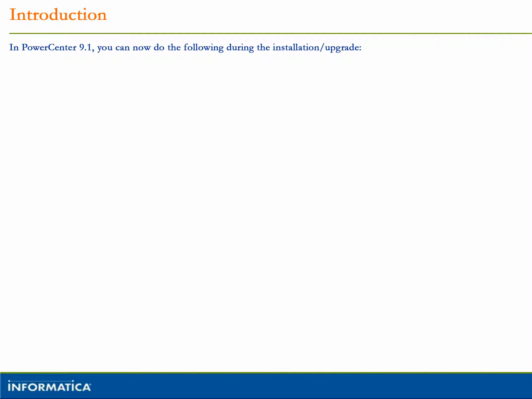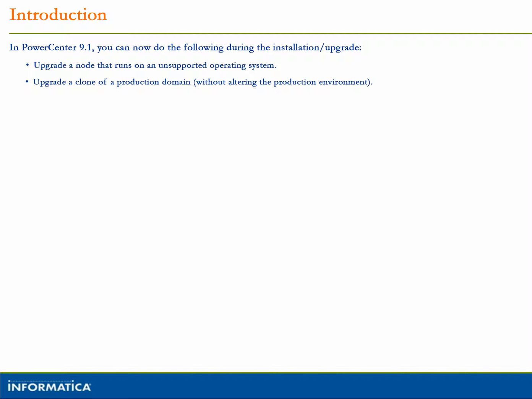In PowerCenter 9.1, you can now do the following during the installation or upgrade. Upgrade a node that runs on an unsupported operating system. Upgrade a clone of a production domain without altering the production environment. Change the domain configuration of the node host name and port number. Change the domain configuration of the domain database.